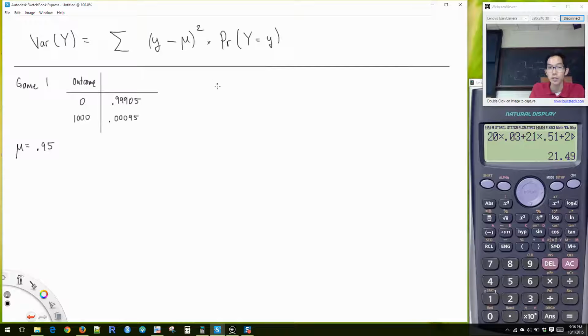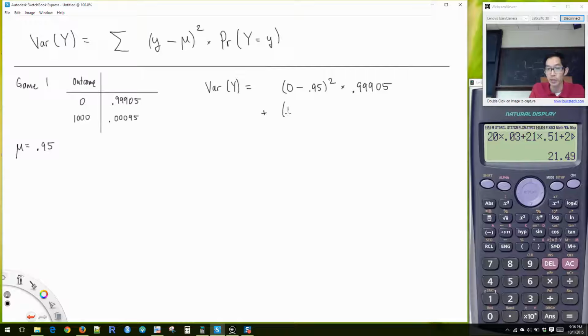Okay, so to get our variance, we take the outcome 0 and subtract off our mean of 0.95. I'm going to square this difference, and then multiply it by the probability of getting this outcome. And then I do the same thing with the other outcome.